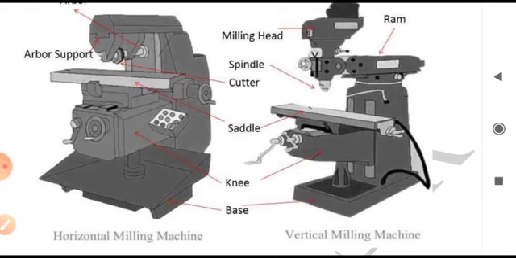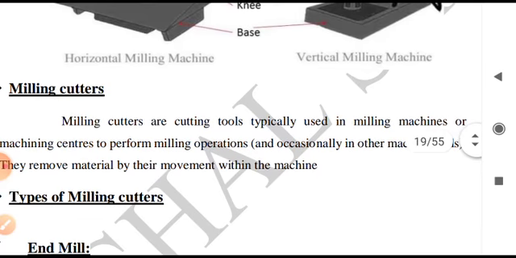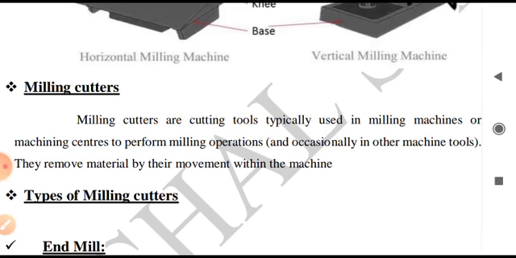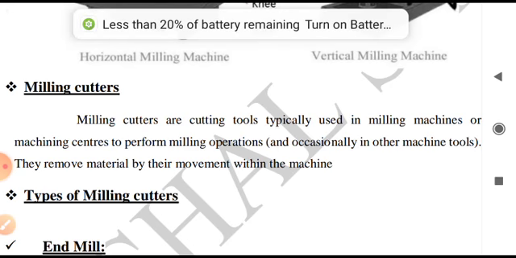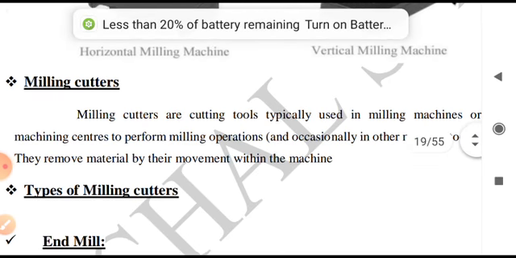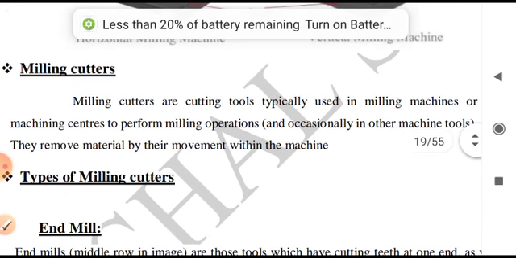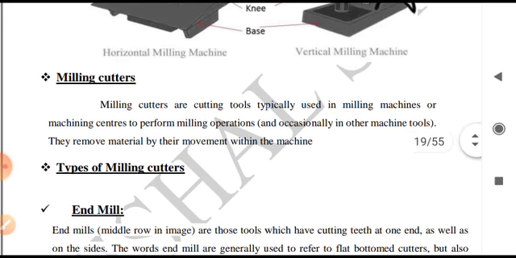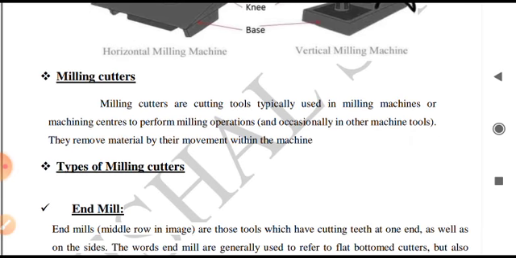Now, milling cutters. Milling cutters are cutting tools typically used in a milling machine or machining center to perform milling operations. They remove material by their movement within the machine.